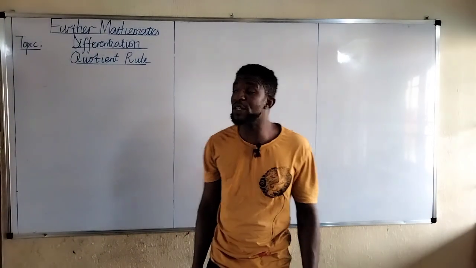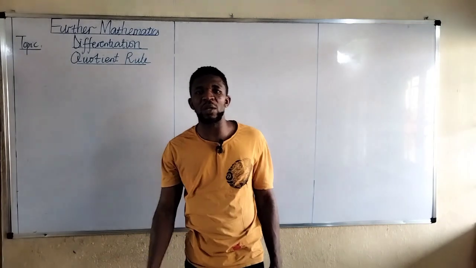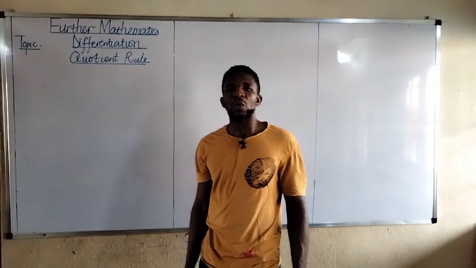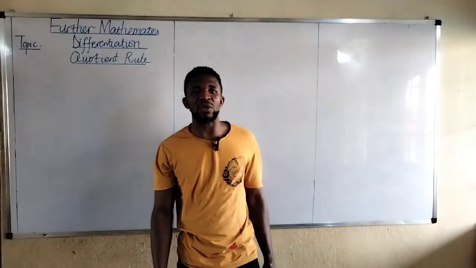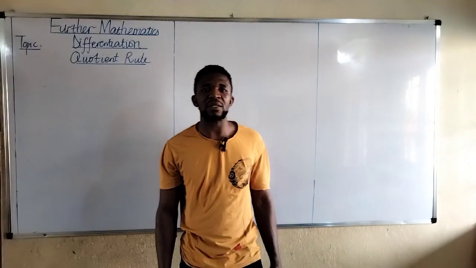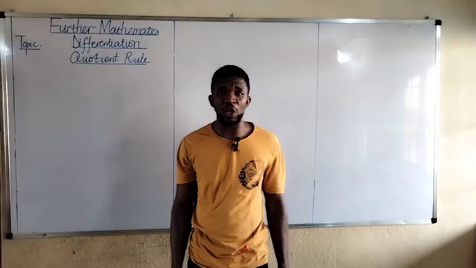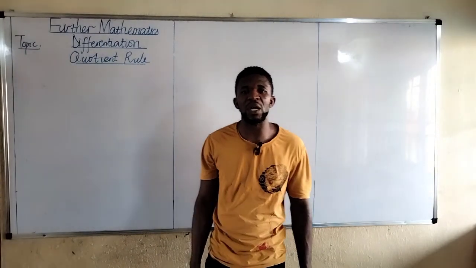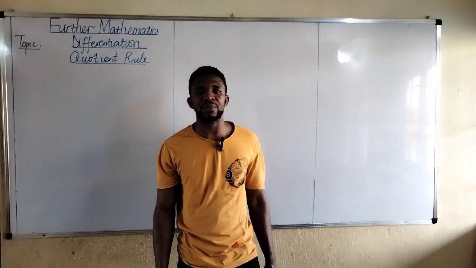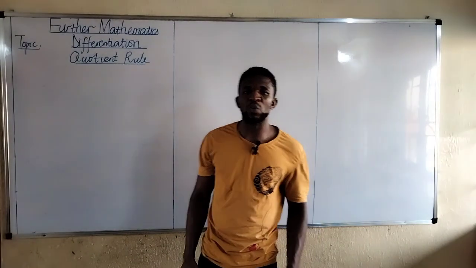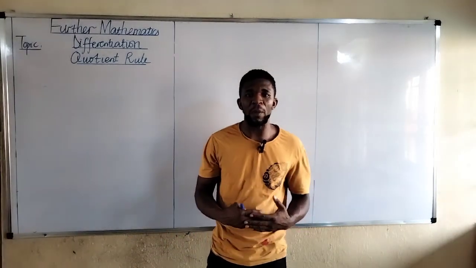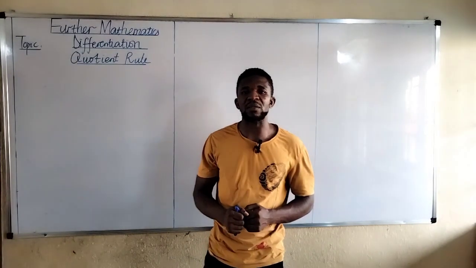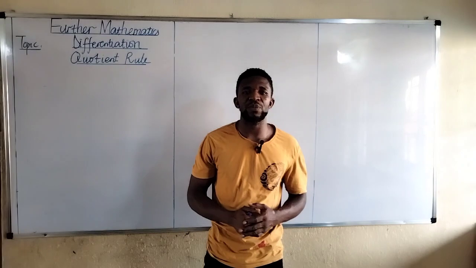Today we shall continue the topic which says differentiation, and we are going to use another method known as quotient rule. Quotient rule is a method used to find the derivative of a function that is the ratio of two differentiable functions. For instance, we have division operation to work on. The best method to apply is quotient rule.